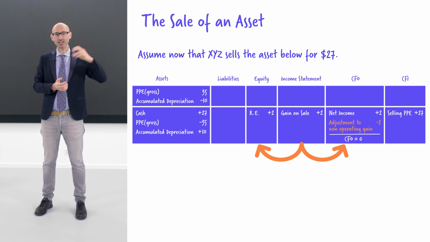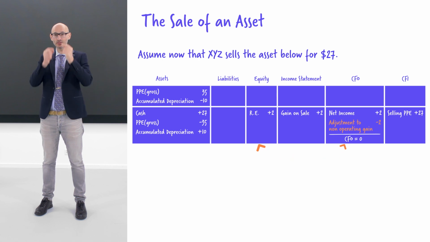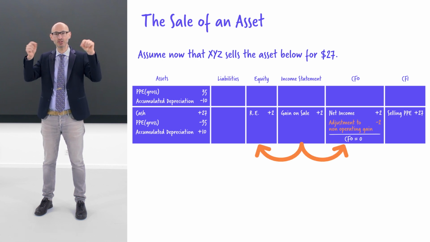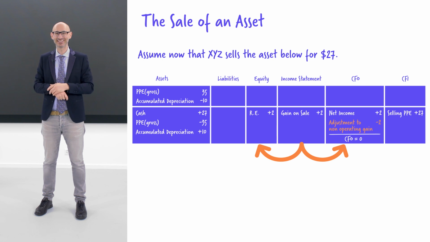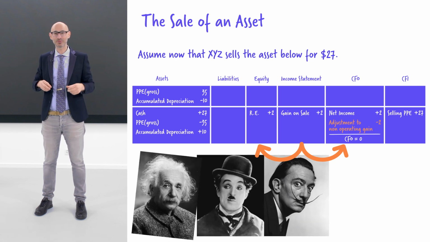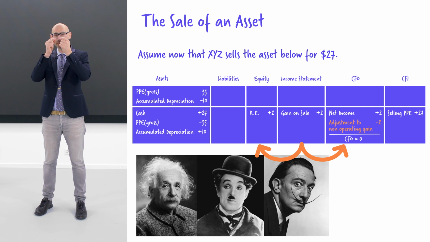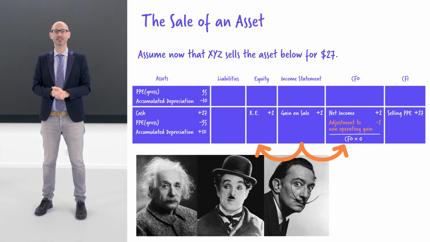Remember, each time we hit the income statement, we need to make a mustache. Mustache, mustache, mustache. Never forget. Remember Salvador Dali, Charlie Chaplin, Einstein? When you think of these people, remember to put the mustache on the income statement.